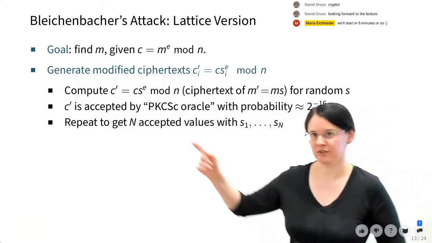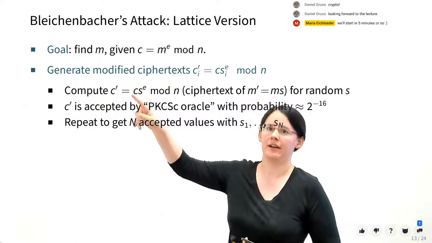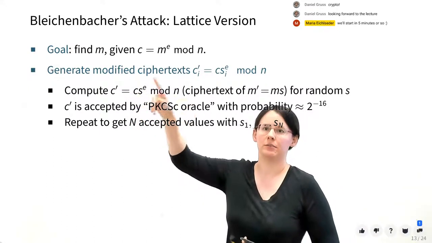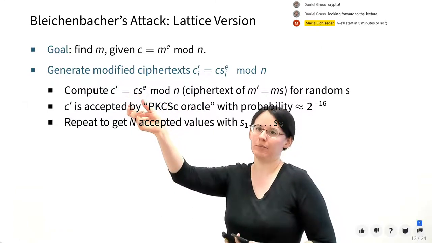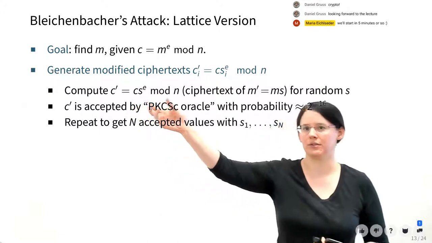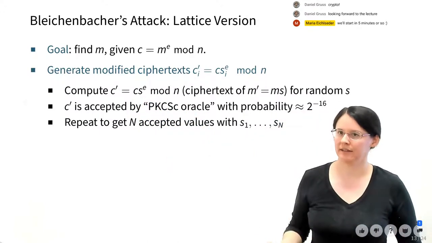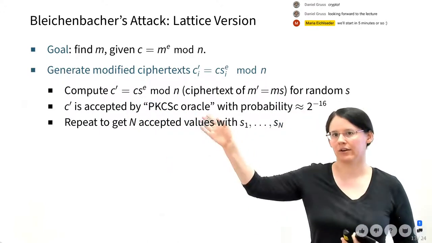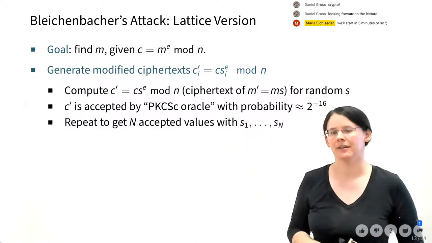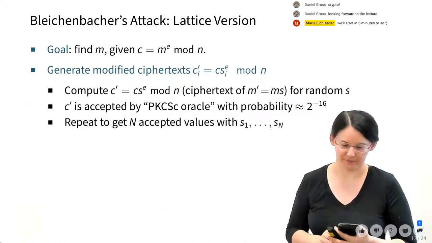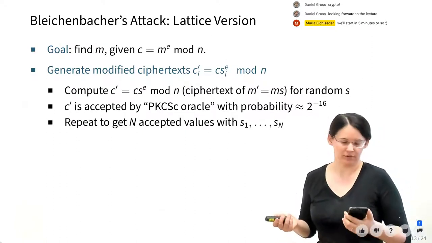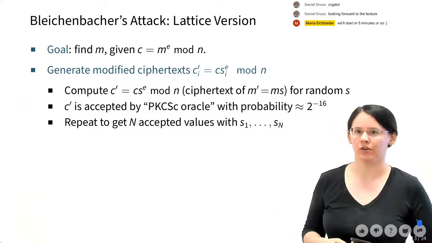Because what you will get is you multiply a valid padded message with some random number, which will give you another random number of the same length. And if this random number by accident starts with 0002, then it's a valid padded message, and the oracle, or whatever you implement as the checking method, will accept this ciphertext and you keep it. So I think so far you understood that all correct.